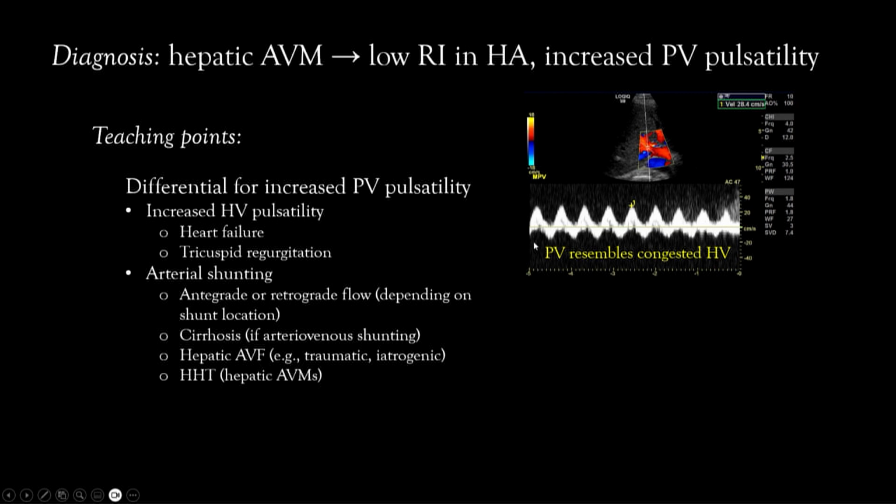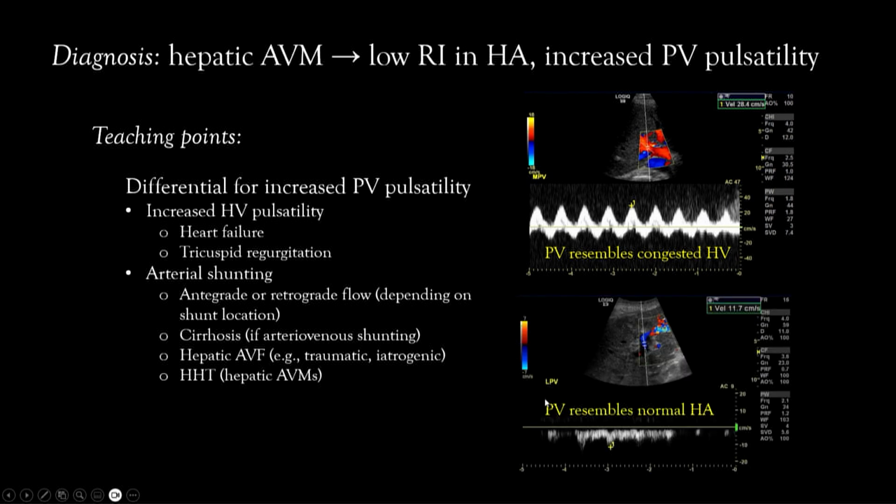In contrast with arterial shunting, where there's an abnormal communication between the hepatic artery branch and the portal vein, you can have either antegrade or retrograde flow in the portal vein, depending on where that shunt is located. The case I showed was really peripheral in the liver, so the flow was retrograde, coming back from that point toward the hilum. We can see it with cirrhosis in some cases where there is robust arteriovenous communication, and we can see it like in this case with either hepatic AVM or an AVF.